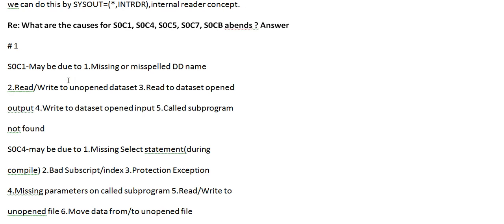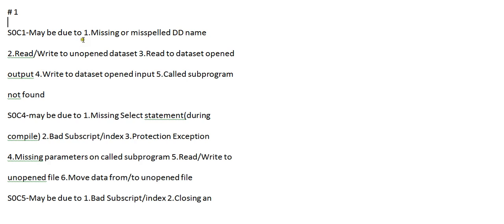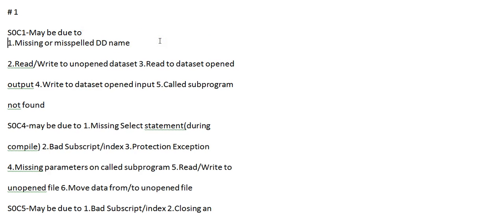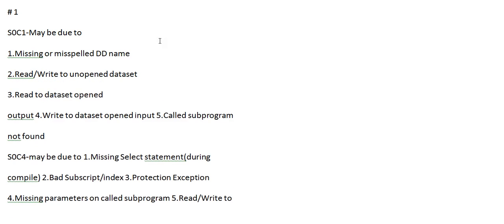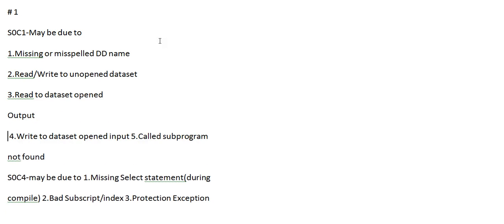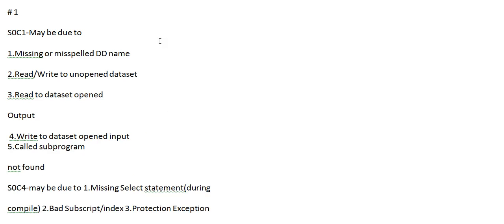Another important question: what are the causes for S0C1, S0C4, S0C5, S0C7 and S0CB abends? I'll give good answers for this. For S0C1, the first cause may be a missing or misspelled DD name, the second is read or write to unopened data sets, the third is read to a data set opened for output, and the fourth is write to a data set opened for input, or a called subprogram not found.